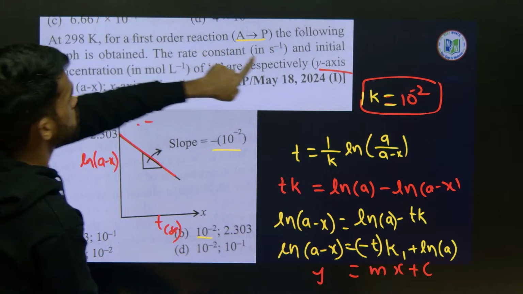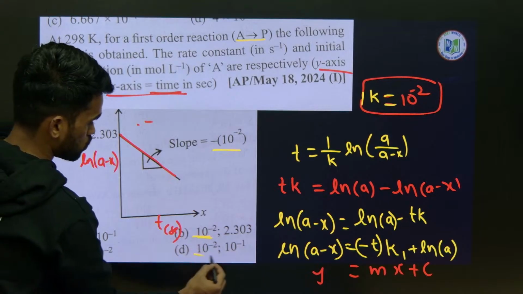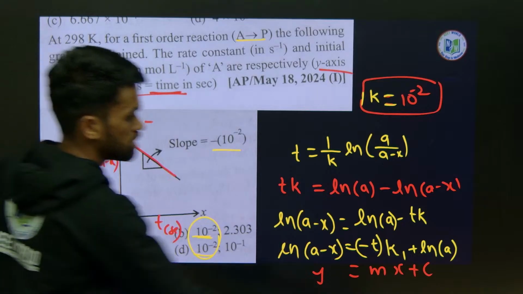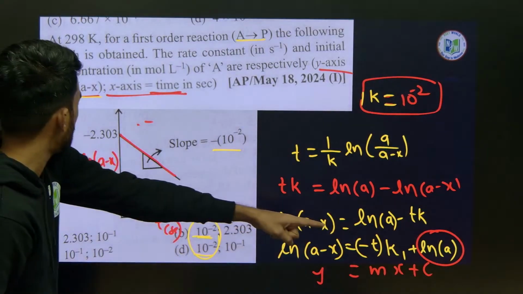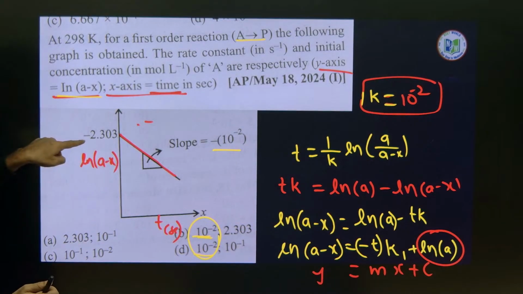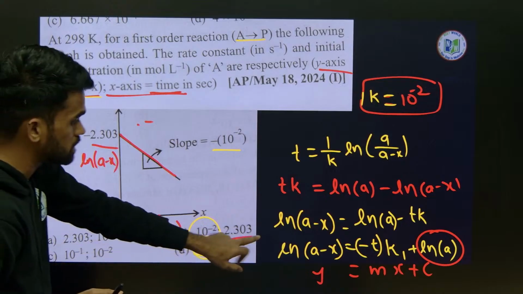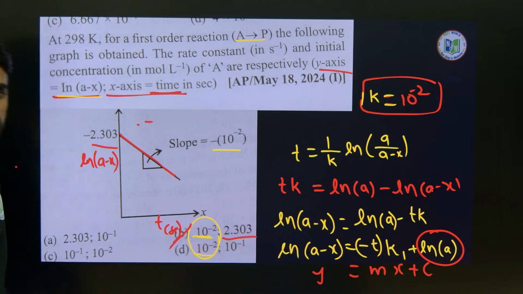What they are asking is the rate constant and initial concentration. The rate constant is 10 power minus 2 here. These are the two options we have. And the next, what about the initial concentration? They are saying ln of a is 2.303. Where do we have 2.303? Here. So option B will be the perfect answer for this question.